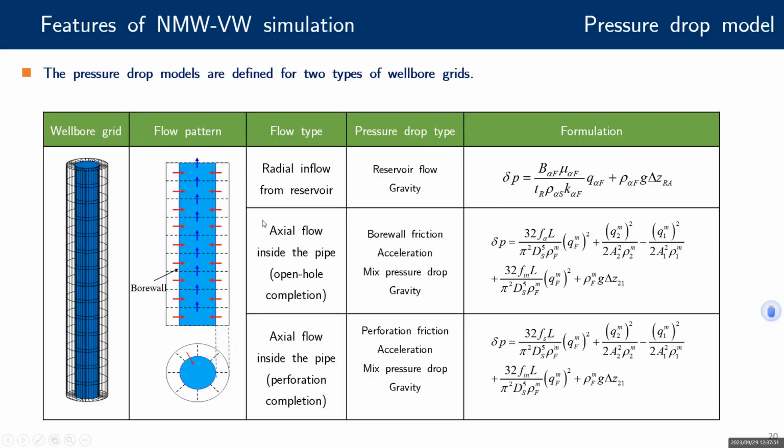The pressure drop models are defined for two types of wellbore. For the single ring wellbore grid, the flow types include radial inflow to the reservoir and axial flow inside the pipe, with different completion methods: one for open hole completion, one for perforation completion. And we give the pressure drop by the correlations. Here are the correlations for the different parts.